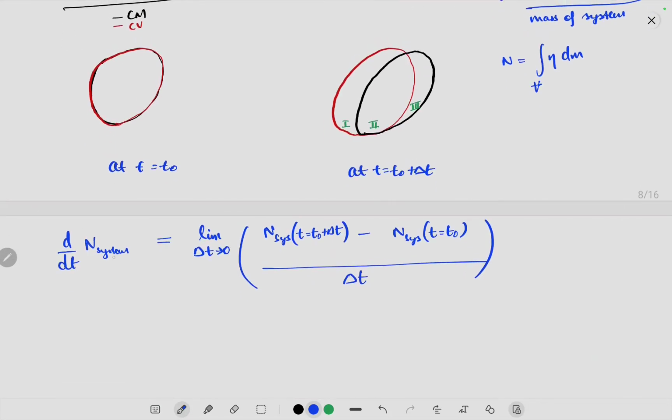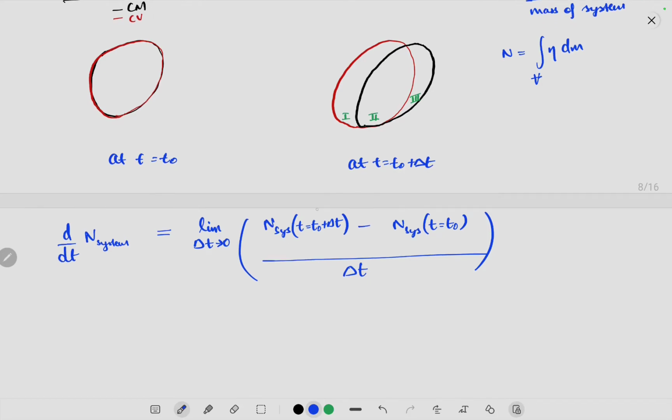So we want to find dN_system/dt, which we can also write as the limit as delta t approaches 0 of N_system at t = t0 plus delta t, minus N_system at t = t0, divided by delta t. Now what can I say about N_system at t = t0 plus delta t? As I mentioned, N_system at t = t0 plus delta t would be inside this control mass, right?